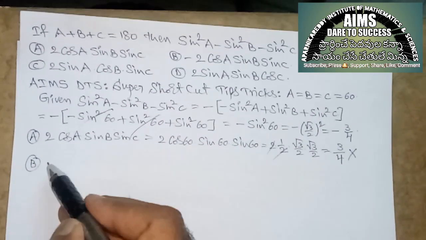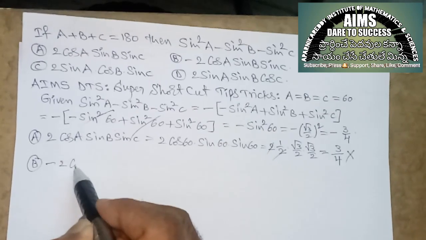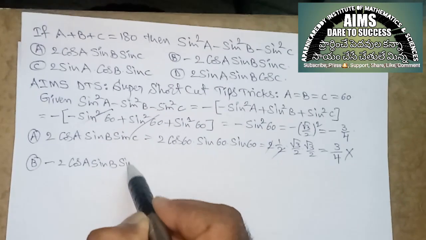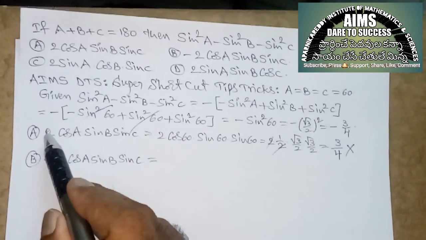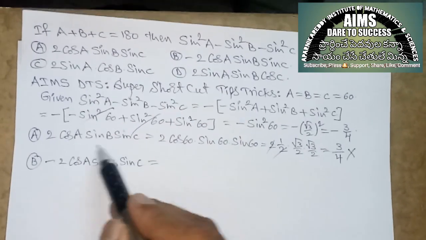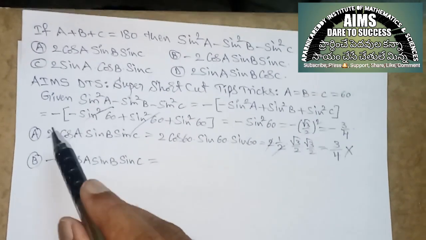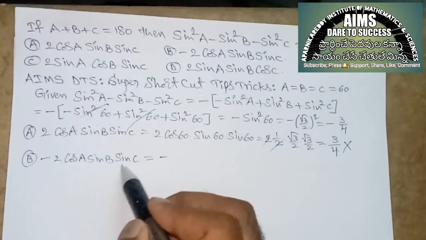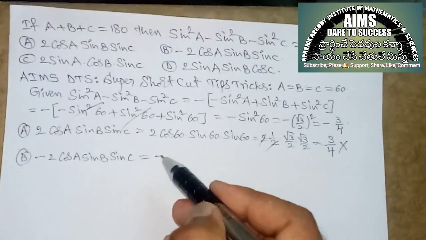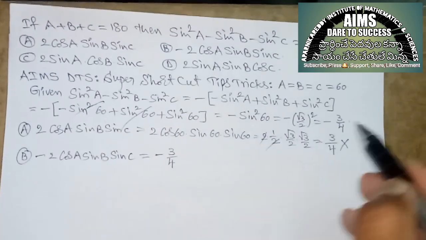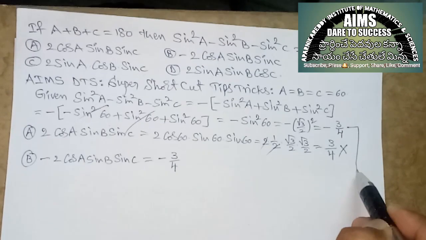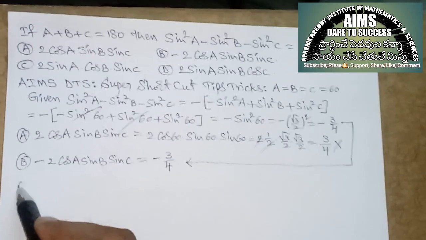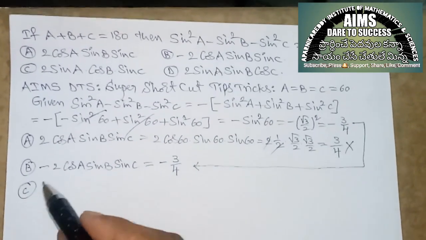Next I go to option B, that is minus 2 cos A sin B sin C. You can verify 2 cos A sin B sin C; here also we have the same, but the difference is the opposite symbol, minus. So you can write it as it is: minus 2 cos A sin B sin C, whose value we already got as 3 by 4, so minus 3 by 4. We are getting the same value in option B. Anyhow, you can verify options C and D also.